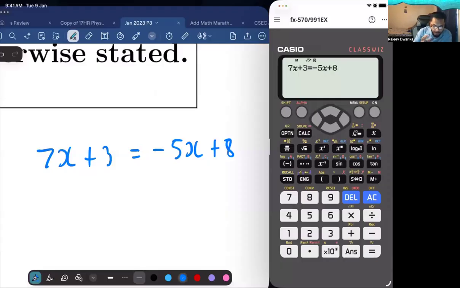Yes, sir. Next thing, you're going to press shift calc. Then you're going to press equal now. I get X equal to 0, sir. You have to press equal now. After you see X is equal to 0, just press equal.